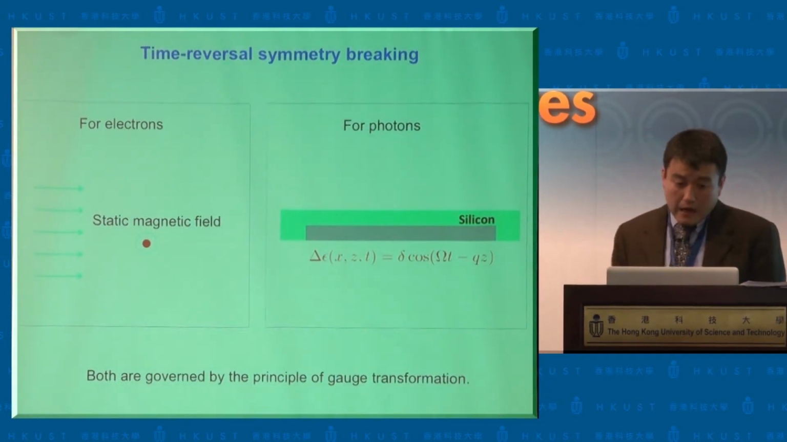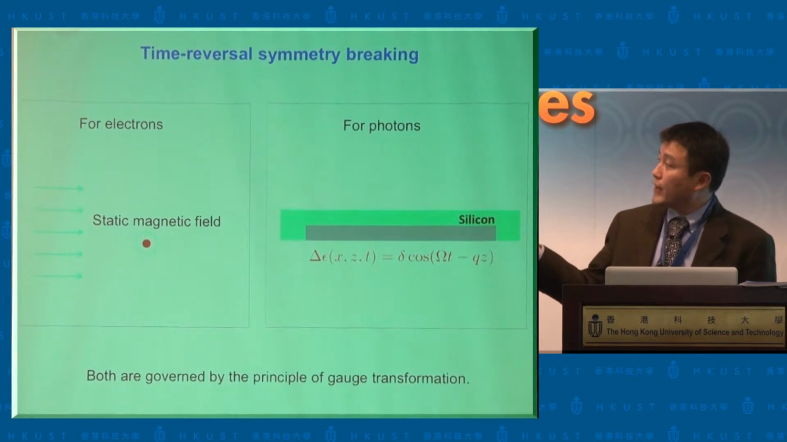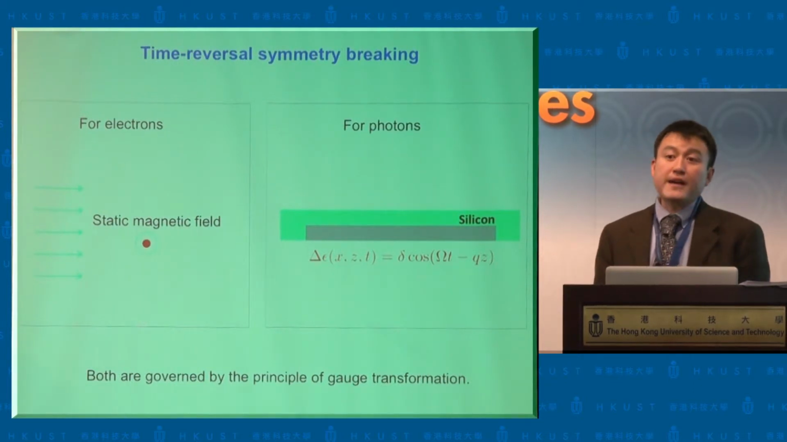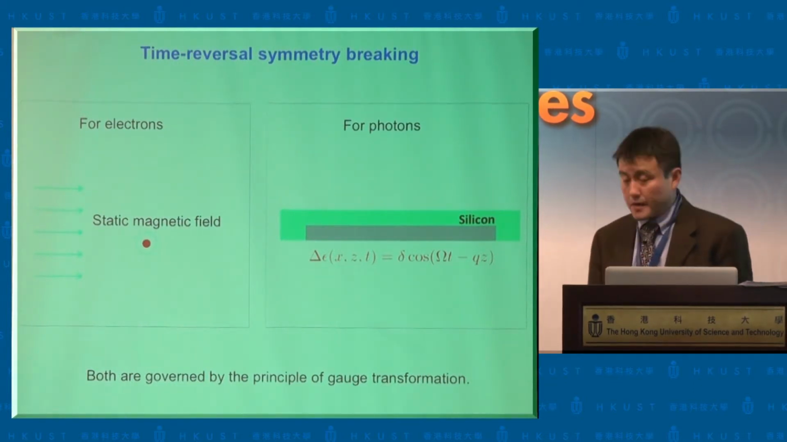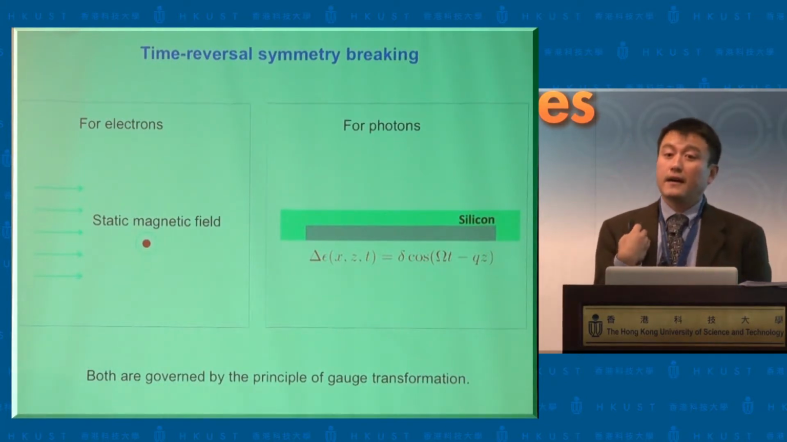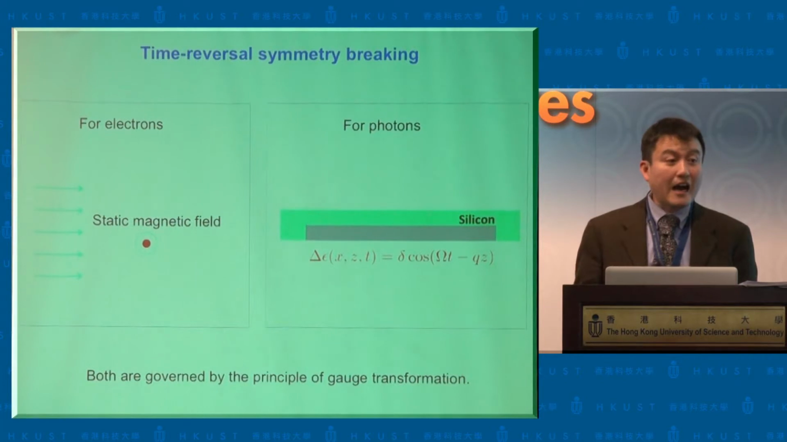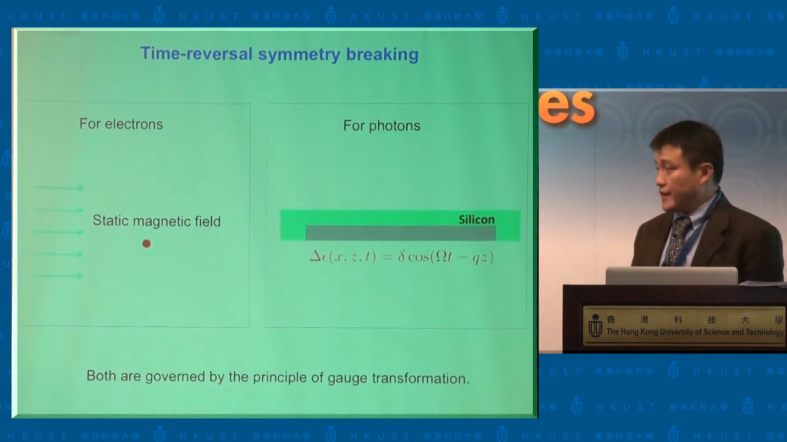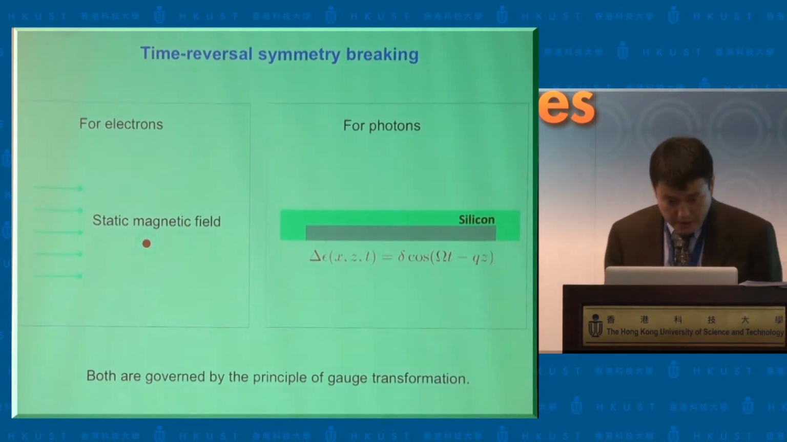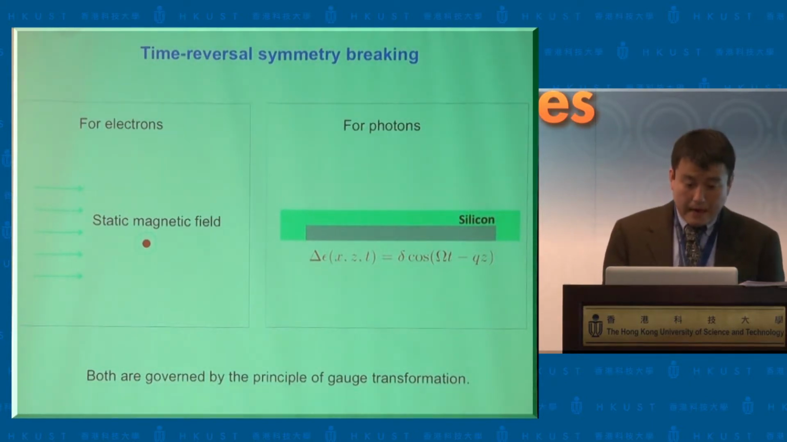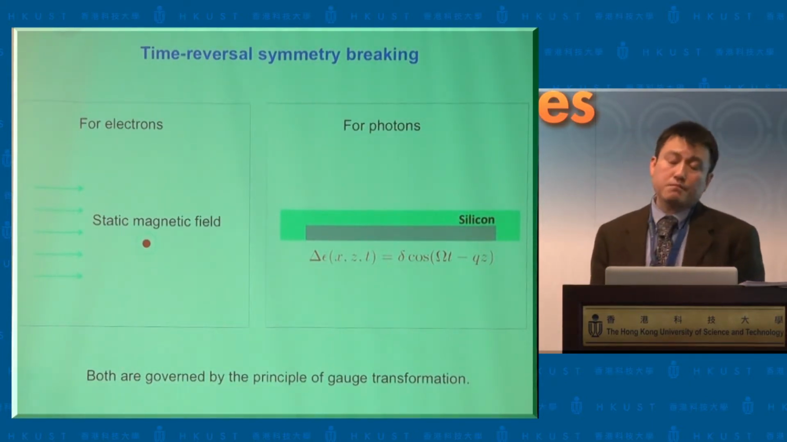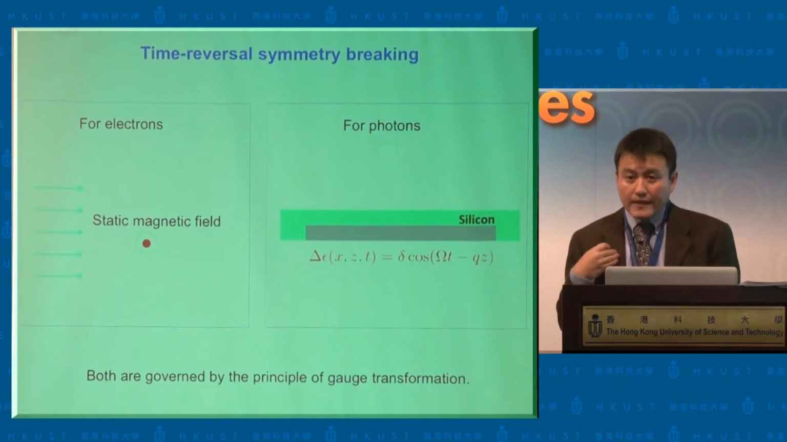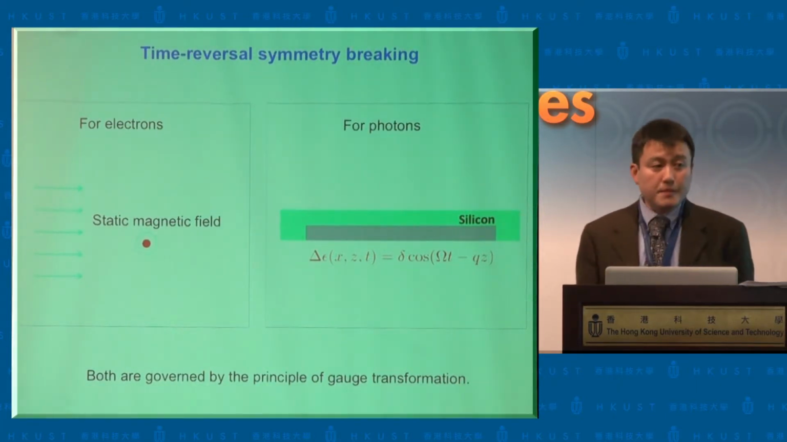So I've shown you a very simple way to break time reversal symmetry for photons, and that is basically by a dynamic modulation with a spatially and temporally dependent modulation profile. Now, in electrons, usually you wouldn't obviously break time reversal symmetry this way. Instead, you will apply a static magnetic field. On the face of it, this looks like two very different concepts. But as I'm going to show, in fact, there's a very strong connection between these kinds of concepts. The modulation, what it does, is in fact provide a gauge transformation or a gauge potential for the photon wave function.